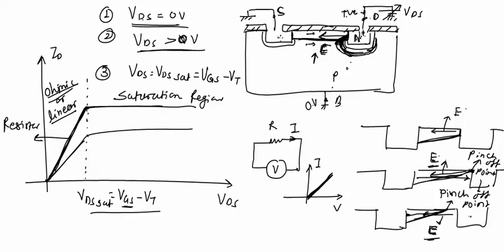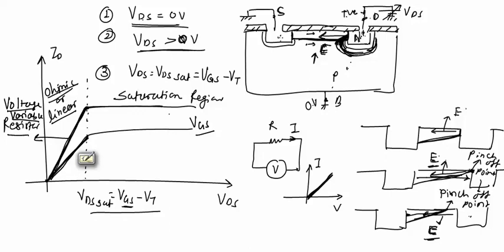A MOSFET in the ohmic region behaves like a resistor, or more specifically we will say a voltage variable resistor, because we are getting two different curves for two different values of VGS. If we change VGS, the curve will change. If the curve is changing, it means resistance is changing, so it is a voltage variable resistor in the ohmic region.